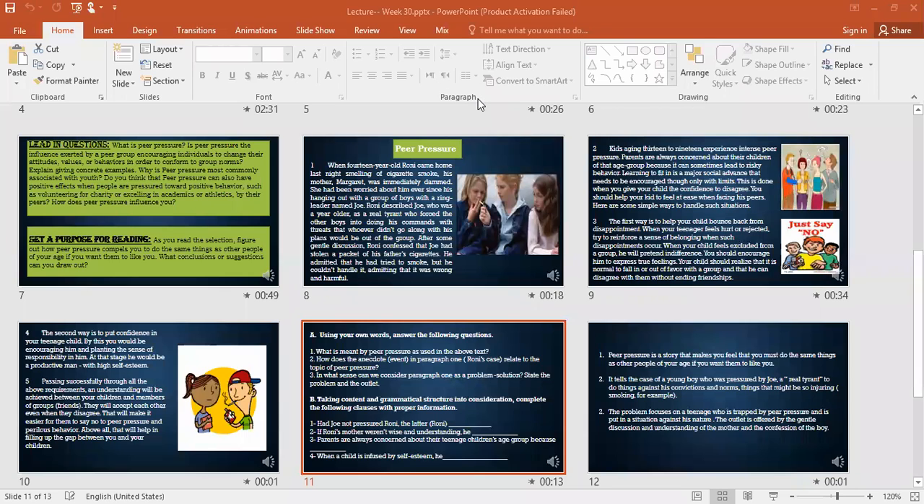Let me just tell you something before we leave. For this week we are going to have a quiz in adjectives. I will send you on the parents group. The quiz is going to be based on the lecture of week 29.